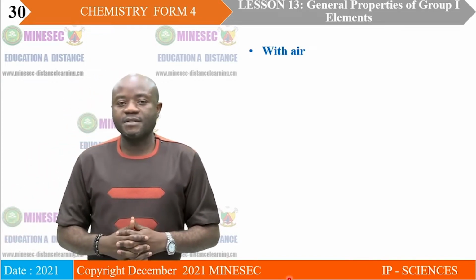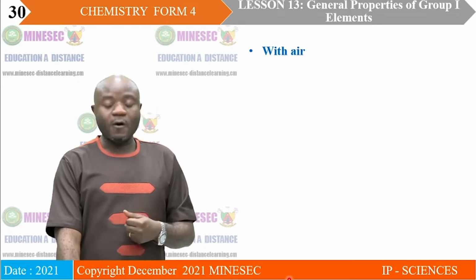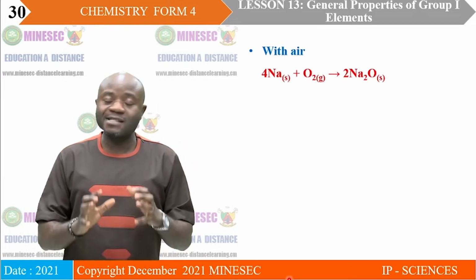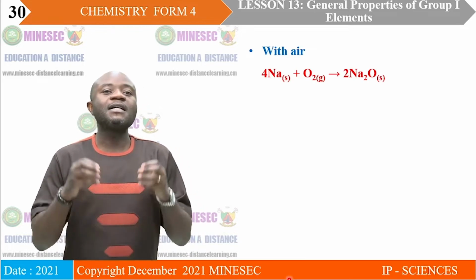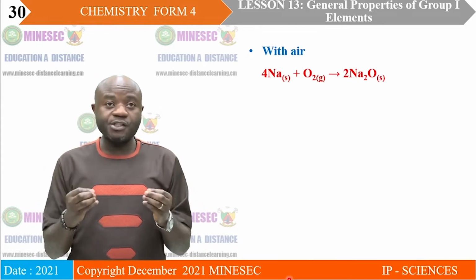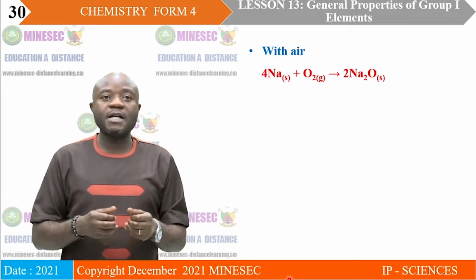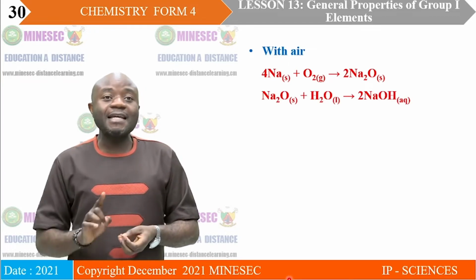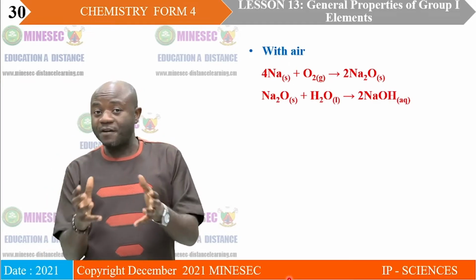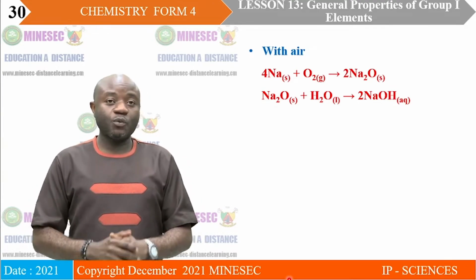Group 1 elements react with air. When you expose sodium, for example, to air, several things happen. The first thing is that the sodium metal immediately reacts with oxygen, which is the active part of air, to form the oxide of sodium, that is sodium oxide. This sodium oxide again reacts with water vapor that is in air to form sodium hydroxide, which is a base.